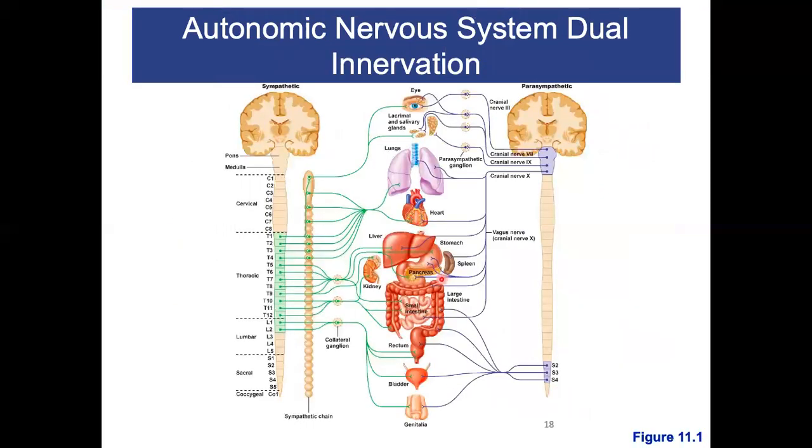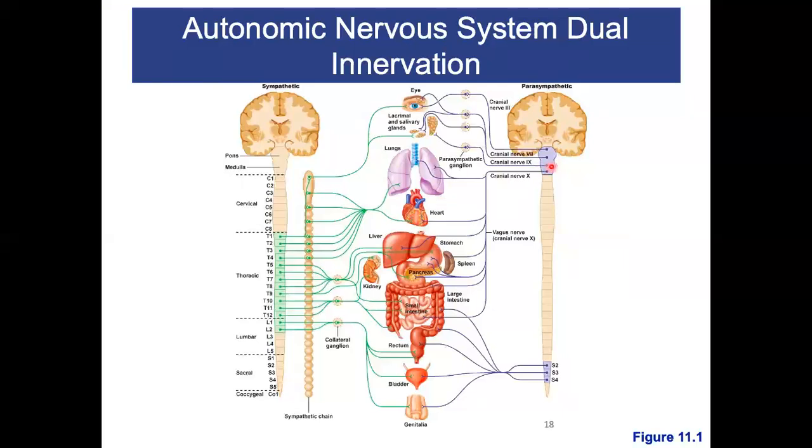Okay, here's a side-by-side comparison. Sympathetic is on your left and parasympathetic is on your right. Sympathetic exits the central nervous system from T1 to L2, connects in the chain ganglion, and we're going to look at the heart. So there's a sympathetic cardiac nerve that innervates the heart.